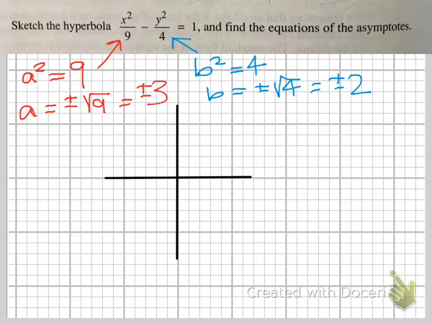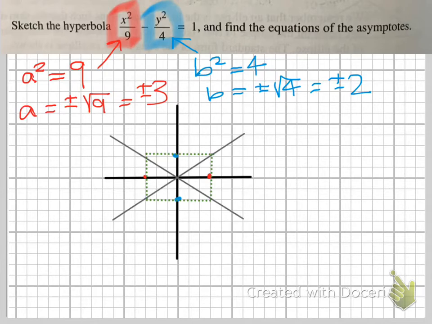So now we'll graph it. Because x squared comes first with the a, I know that I'm going to put the red on the x's, on the x-axis. So you've got plus or minus 3 there. And then the y, the blue, is going to go on the y-axis, plus or minus 2. From there, I've got my points. I'm going to make a rectangle, a little rectangle like this. And then I'm going to put 2 lines through the diagonals of the rectangle. Those are called asymptotes. So asymptotes go through the diagonals of the rectangle that I made with those a's and b's.